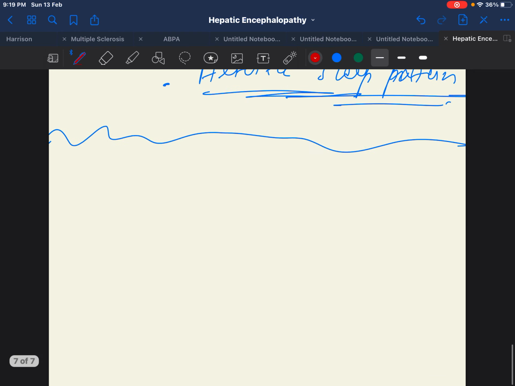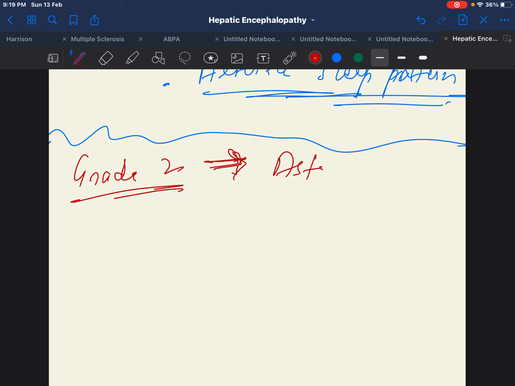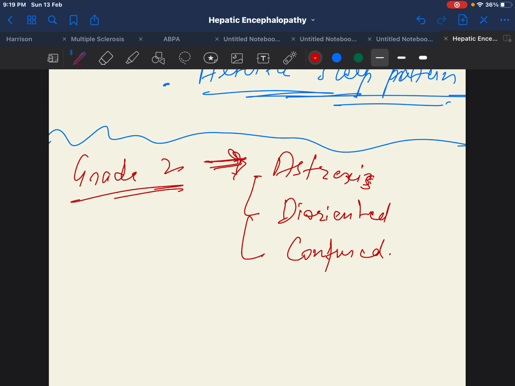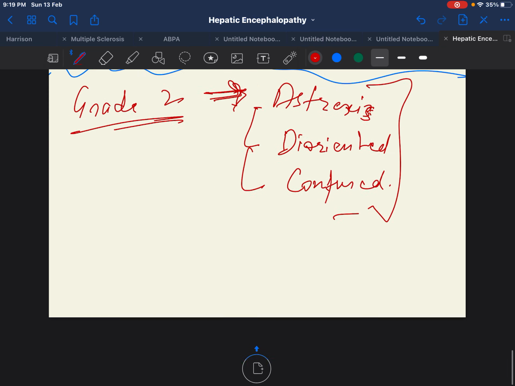Now we will see grade 2. A grade 2 patient will have asterixis, right? The patient will be disoriented and confused. So all these features are present in grade 2.